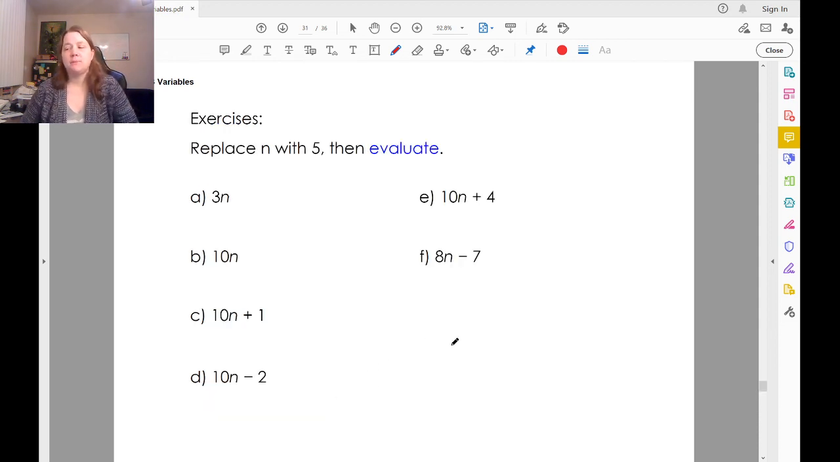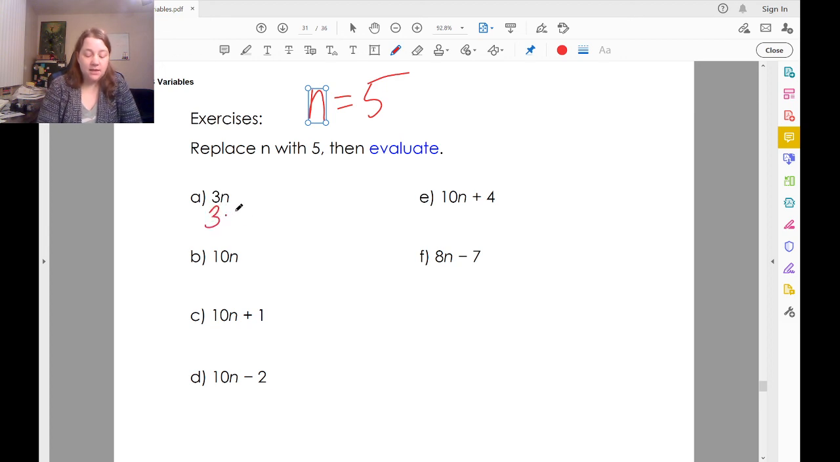Now they want you to replace n with 5 and then evaluate. They're telling you n is 5. Go ahead, give this a shot. When you come back, we'll talk about it. Welcome back again. So instead of 3 times n, we have 3 times 5, which is 15. Instead of 10 times n, we have 10 times 5.